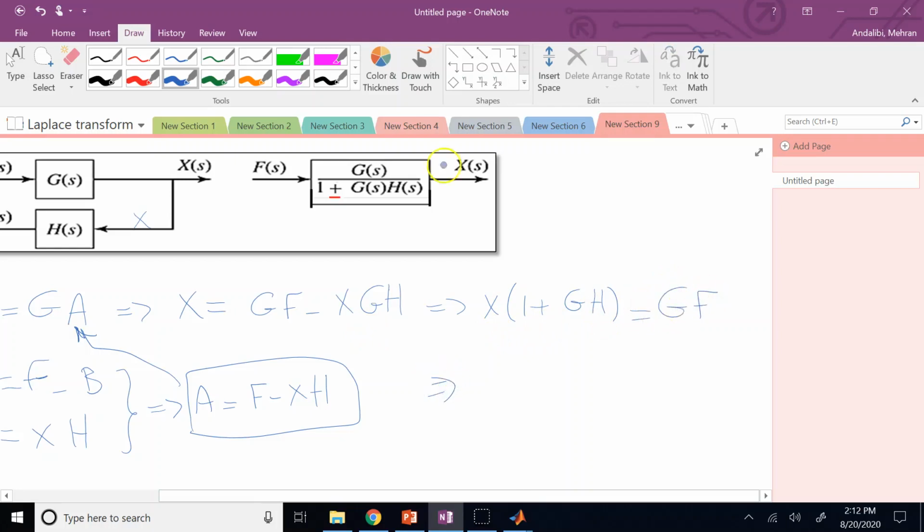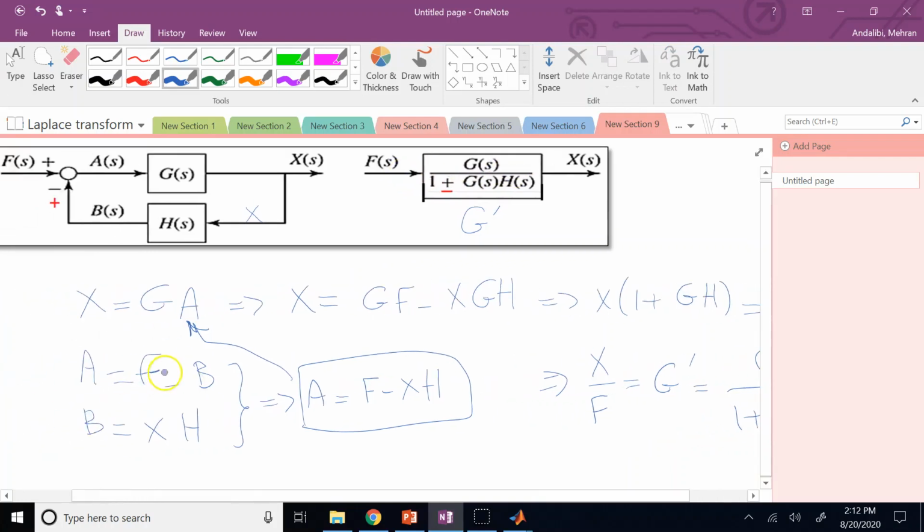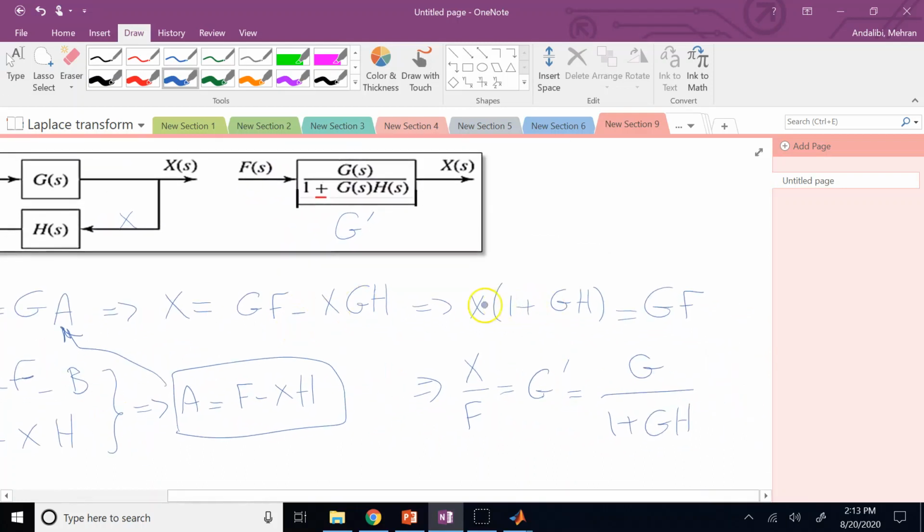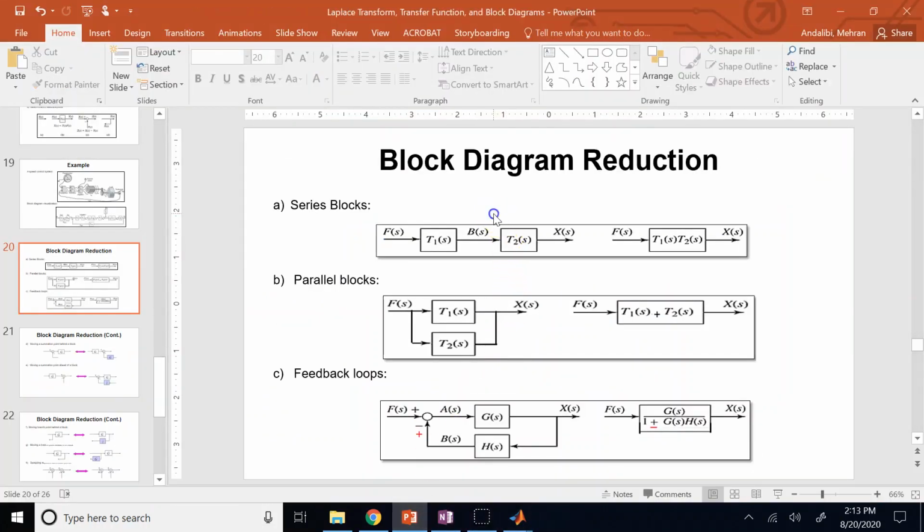And therefore, the output over input in Laplace, x over f, this guy here, if you call it g prime, this g prime from this top one is going to be G over 1 plus GH, okay, which is this guy. Now I can easily show that if this is a plus here, then this is going to be a plus, so here is going to be a minus. Okay, it's not hard to show. So simplifying blocks in series, blocks in parallel, and feedback loops. These are quite reasonable and easy to understand.